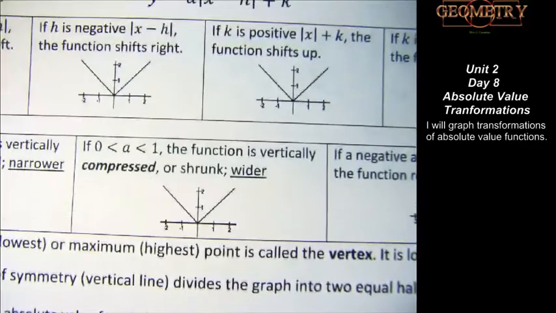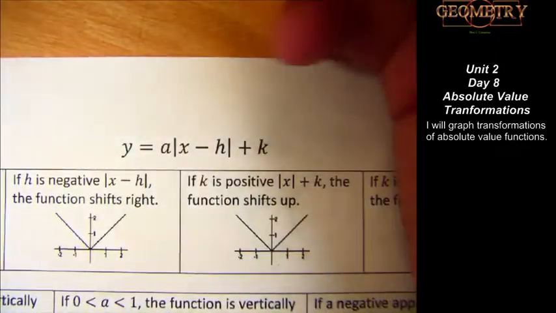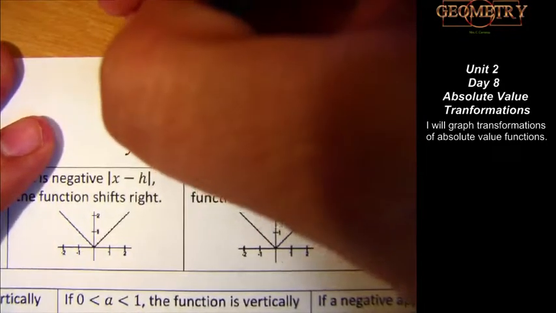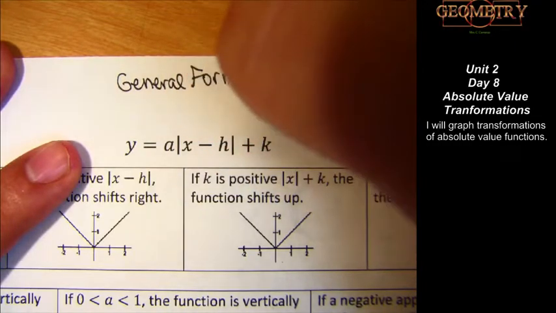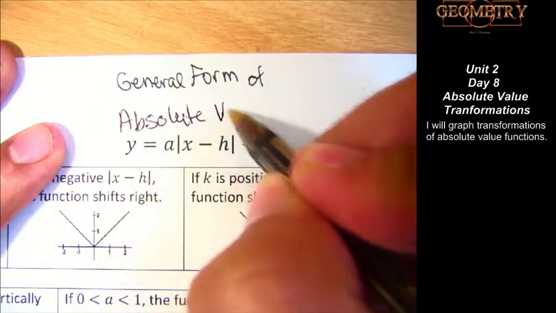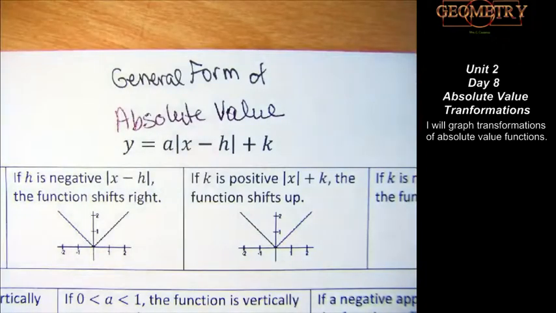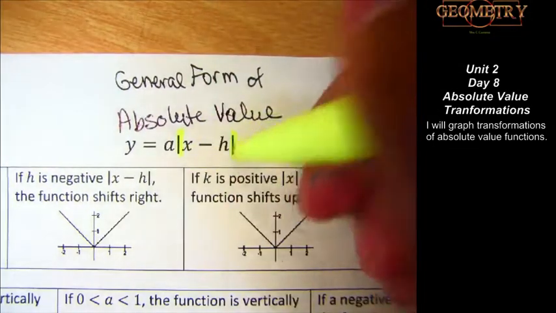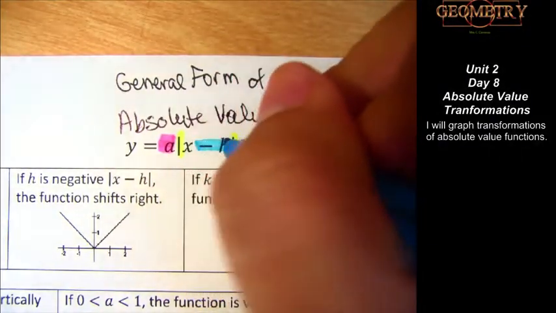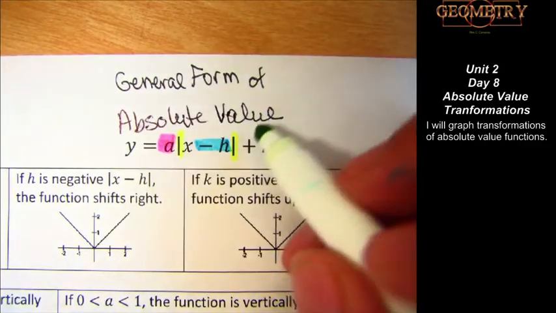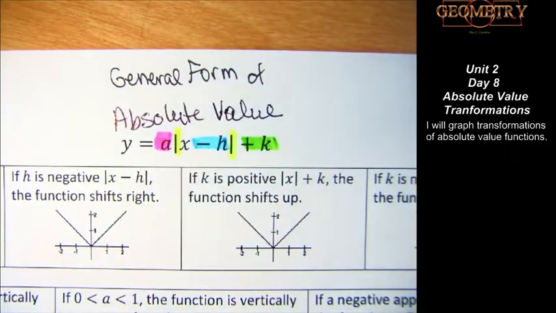Today, we're going to start our conversation with this thing. This is the general form of the absolute value function. And so what this form tells us is not only that it's an absolute value, so it's going to look like that V thing, but it's going to give us some information on a stretch, compression, or reflection. It's going to give us some information on any horizontal translations, as well as any vertical translations. And so that's the conversation today.